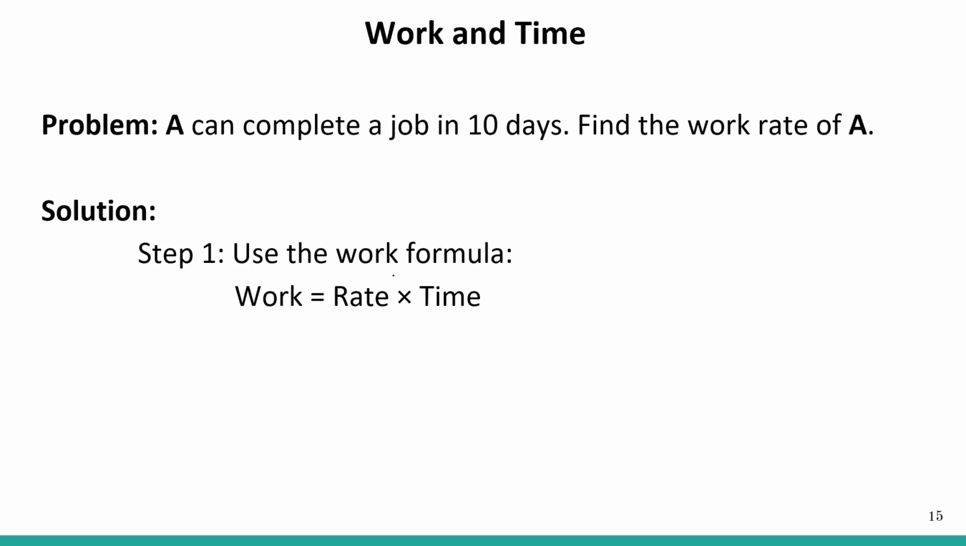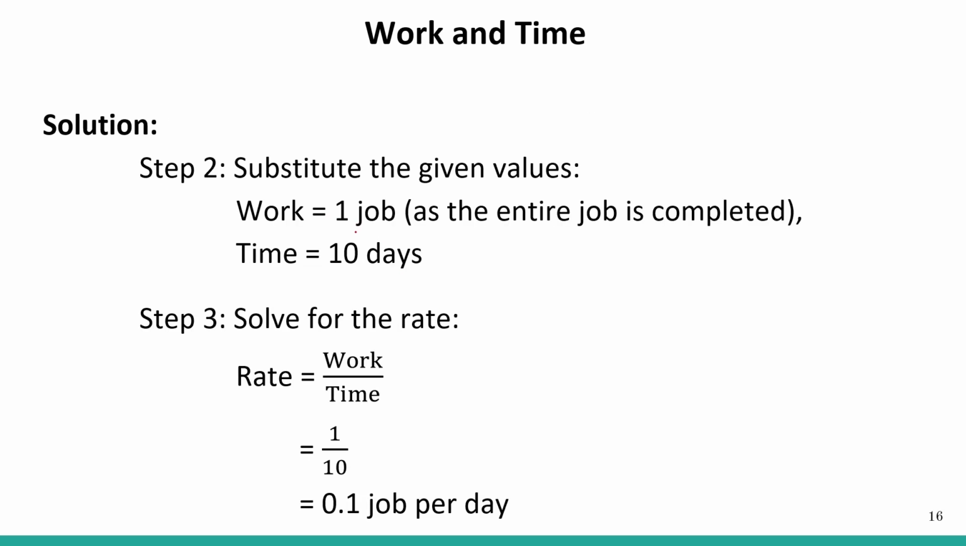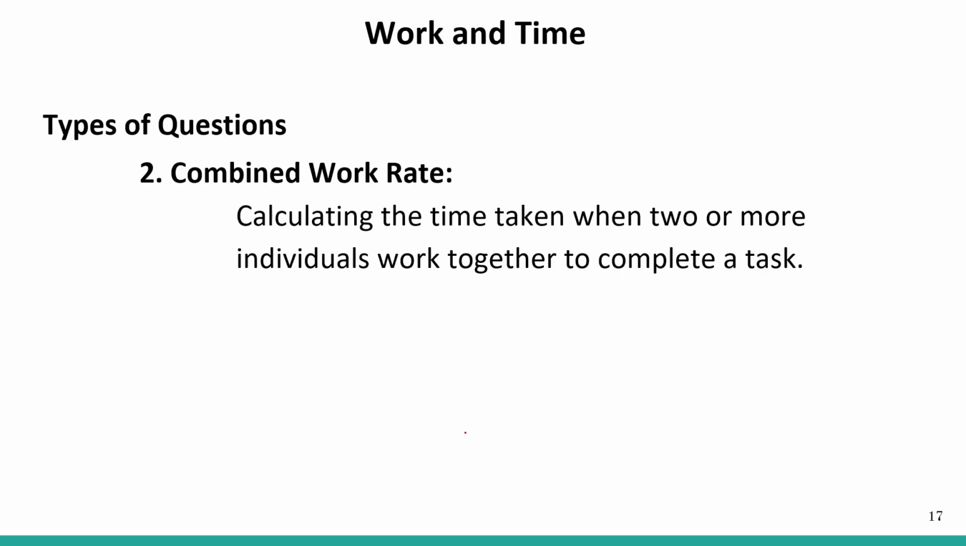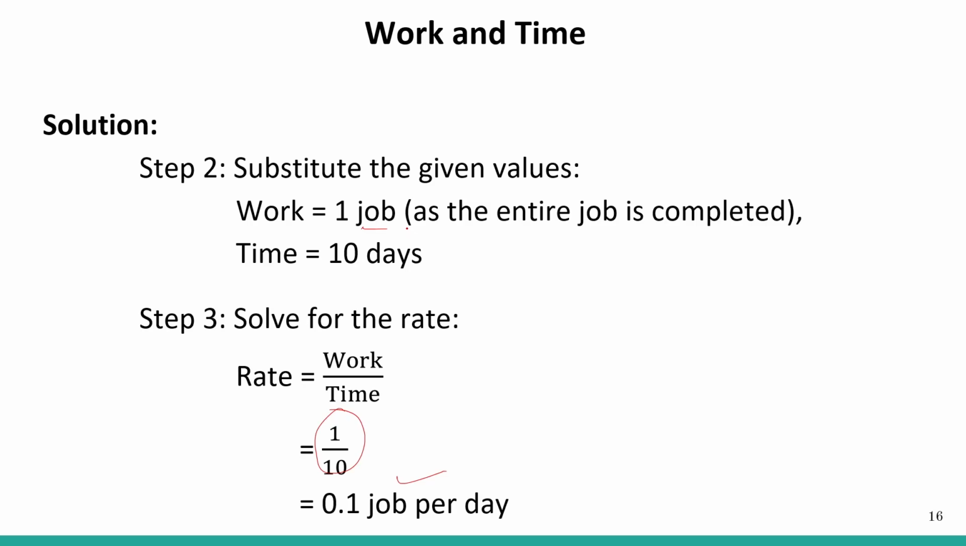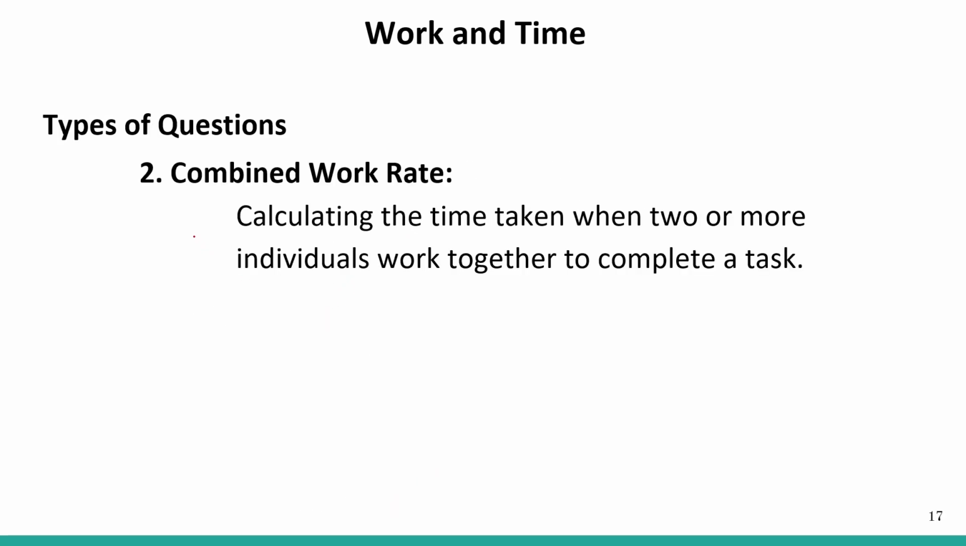So what is the formula? Work is equal to rate into time. Work is equal to one job, as the entire job is completed, and time is 10 days. So rate is equal to work by time, that is 1 by 10, that is 0.1 job per day. So if we are given a question that A can complete a job in 10 days, find the work rate of A, the work rate of A is 0.1 job per day.